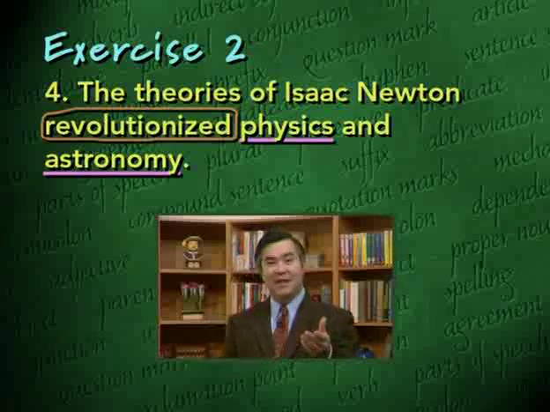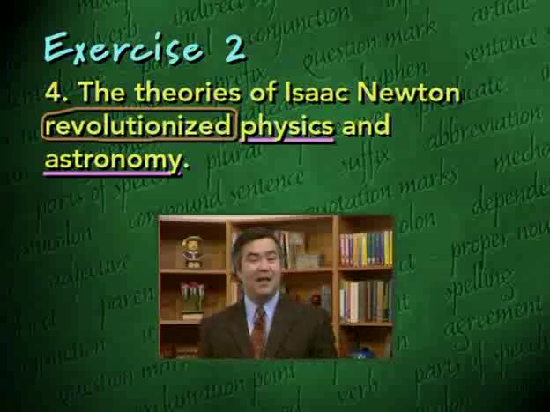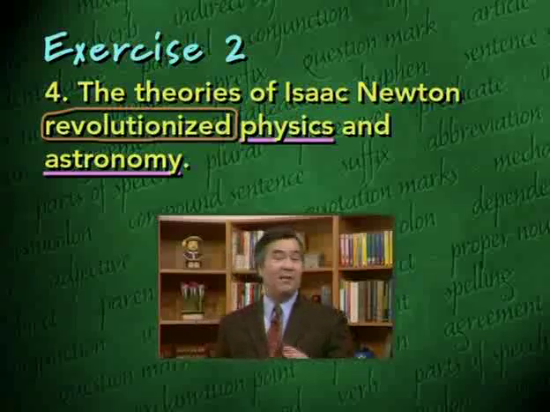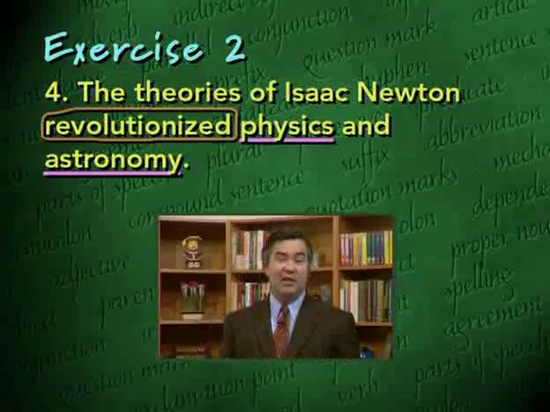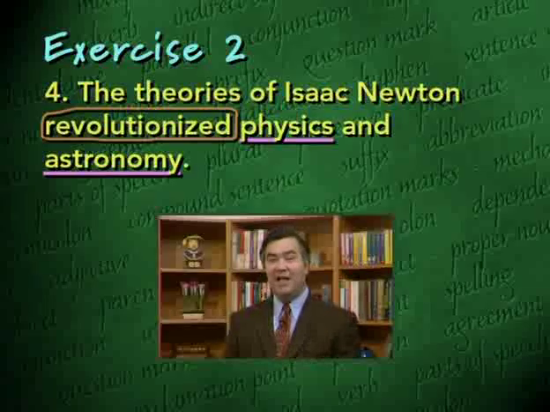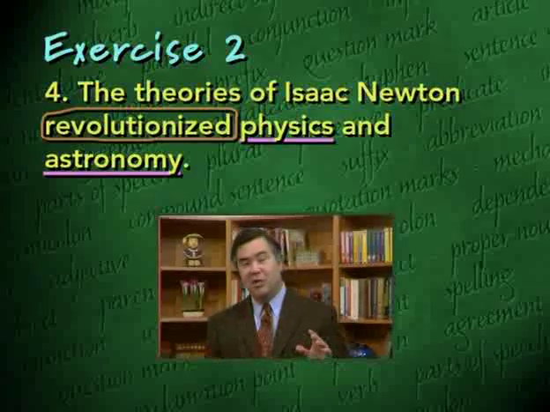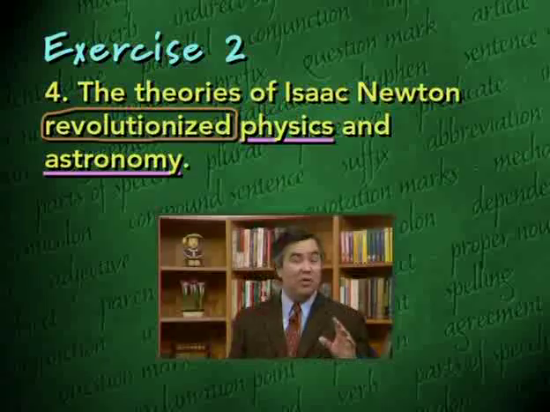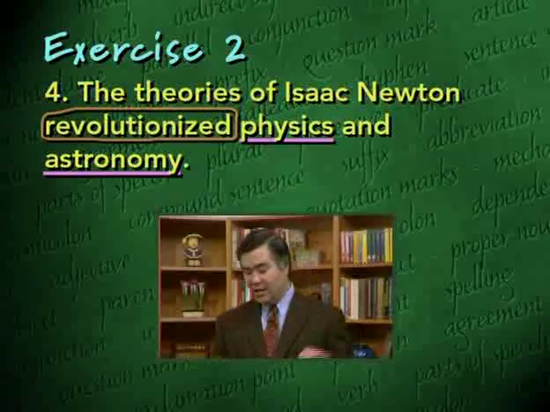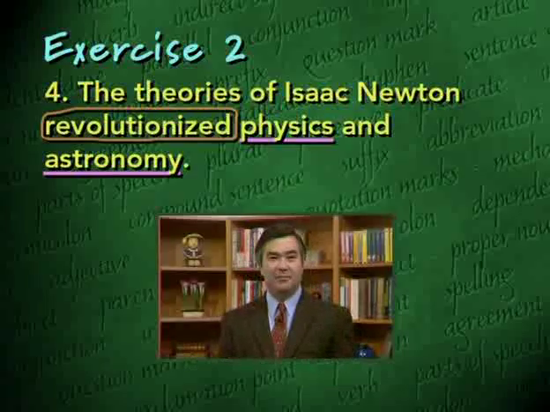So both of those words are part of the direct object of the verb revolutionized. So we have, in this sentence, a compound direct object. Remember, a direct object can include 2 or more things, joined usually by a coordinating conjunction, like and. So in this sentence, there are 2 direct objects joined by the word and, physics and astronomy.